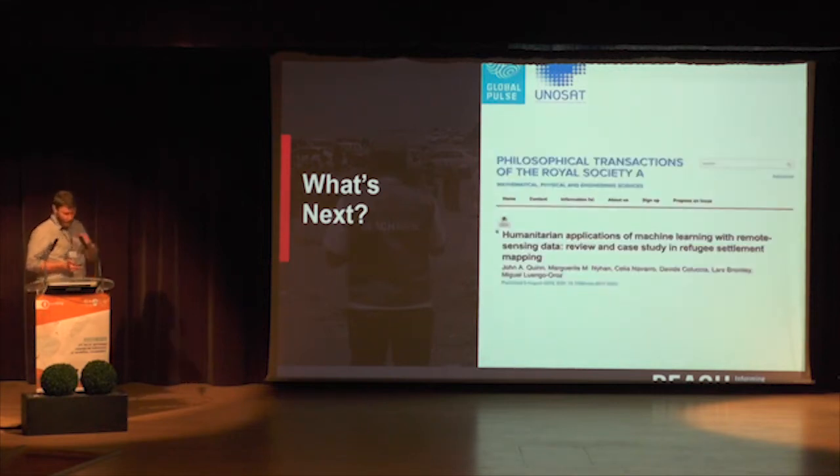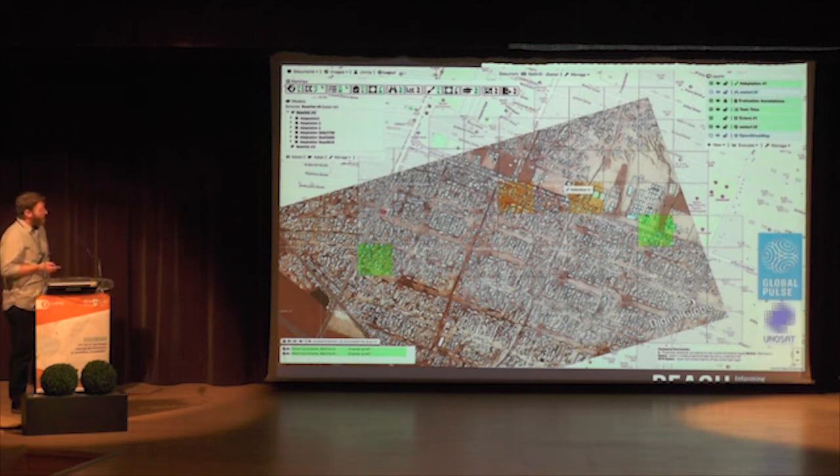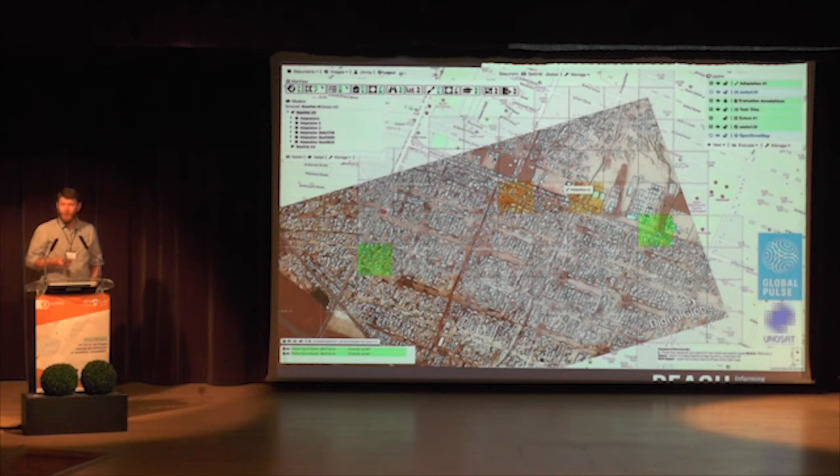They published a paper recently, Global Pulse and Unisat colleagues. I'll just keep this up there for a minute so you can take note of it. It was just published in August, but I think it's worth a view. And what they're working on, based on their initial research, not sure if you can read that well, is a web-based platform that uses a cloud computing environment to support this process.